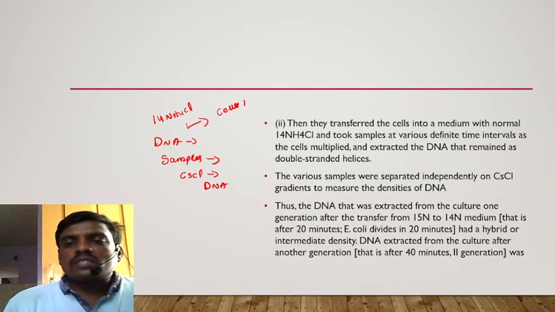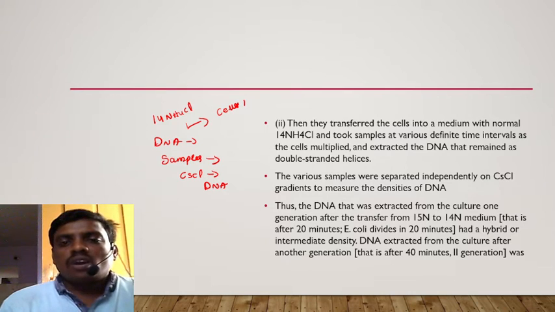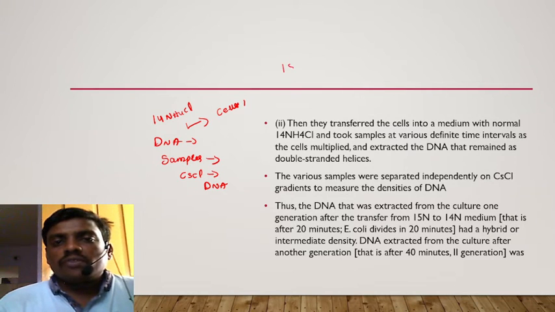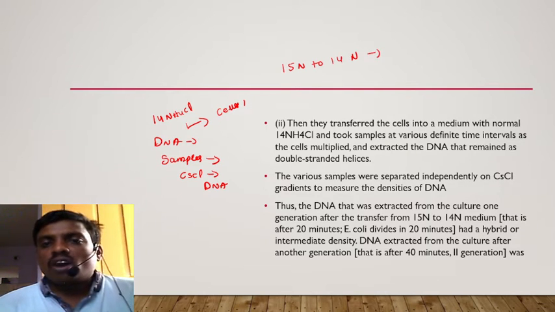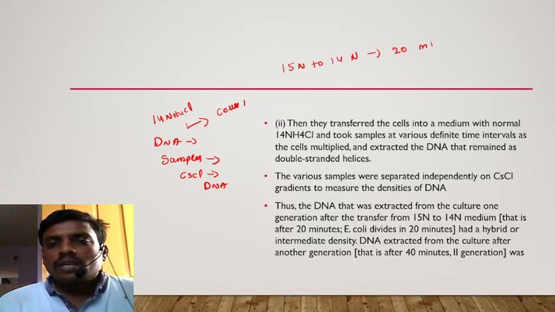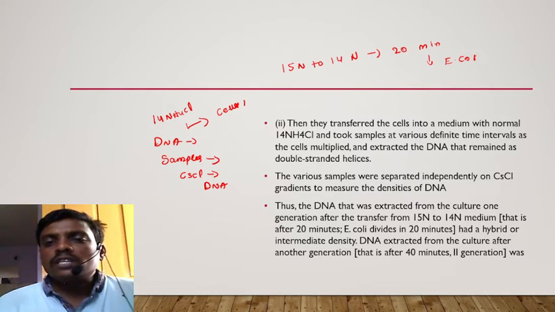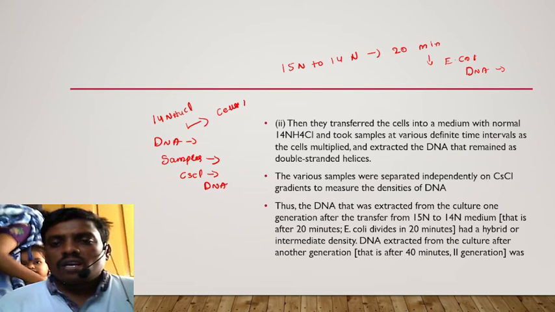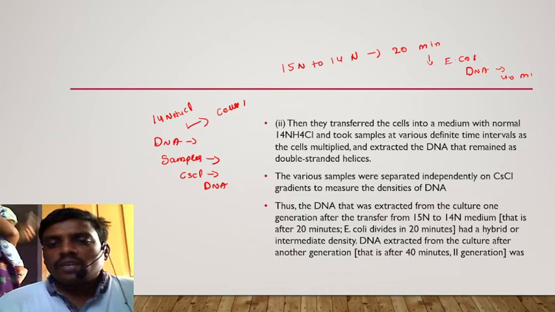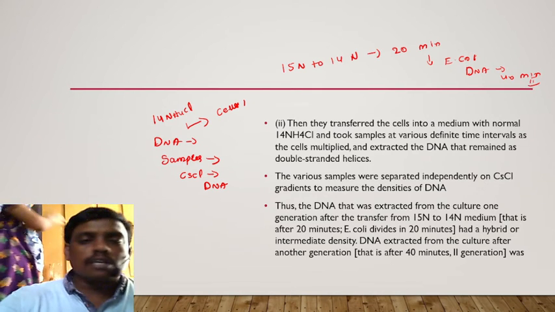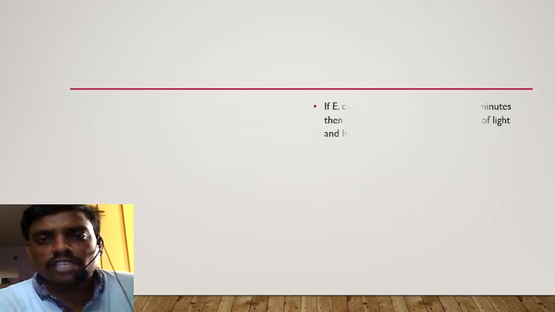Thus, DNA that was extracted from the culture one generation after the transfer from 15N isotope to 14N isotope medium, that is after 20 minutes, okay, after 20 minutes E. coli divides, had a hybrid intermediate density. DNA extracted here and from the culture after another generation, that is after 40 minutes, okay, second generation, was obtained. In the diagram I have shown you the second generation DNA segments.